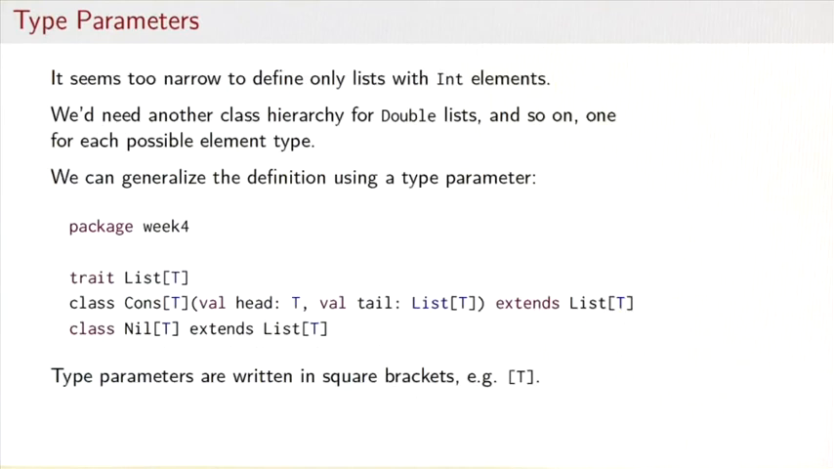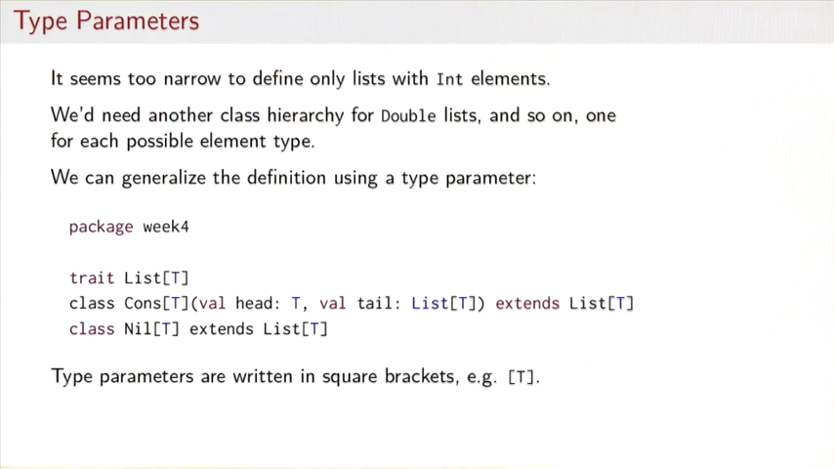But there's actually one other problem with our type hierarchy, and that's that it's way too narrow to define only lists with int elements. If we do it that way, we'd need another class hierarchy for double lists and one for a list of booleans and so on, one for each possible element type. So that's clearly not scalable.